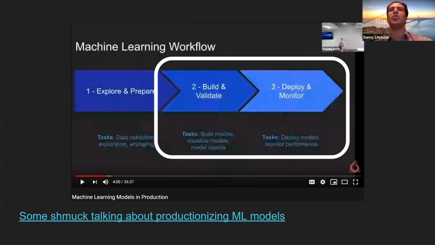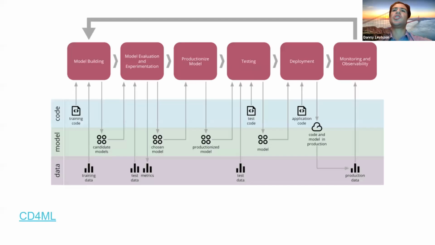And rather than using this visual presentation that I made, I actually took a screenshot out of a blog post that I really liked called CD4ML, Continuous Delivery for Machine Learning. In Continuous Delivery for Machine Learning, the author, Martin Fowler, breaks down the process into more steps than just build and validate, deploy and monitor. So I'm going to explore his way of visualizing it so that we're all on the same page of what the machine learning workflow looks like.